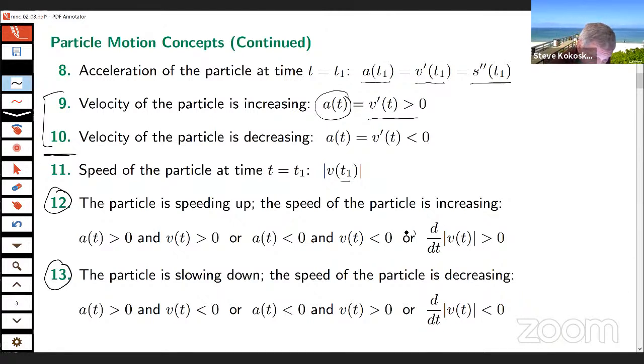So either they're both positive or they're both negative. Now, I've also put in an or here, and this was kind of an aha moment for me, Tom. A couple of years ago, I saw this on the free response portion of the exam, grading the exams. It was a technology active question. And a student had, instead of finding values of A and V, found the numerical derivative of the absolute value of the velocity. And I think it was positive, and said, well, the speed of the particle is increasing. And that is a correct way to do it.